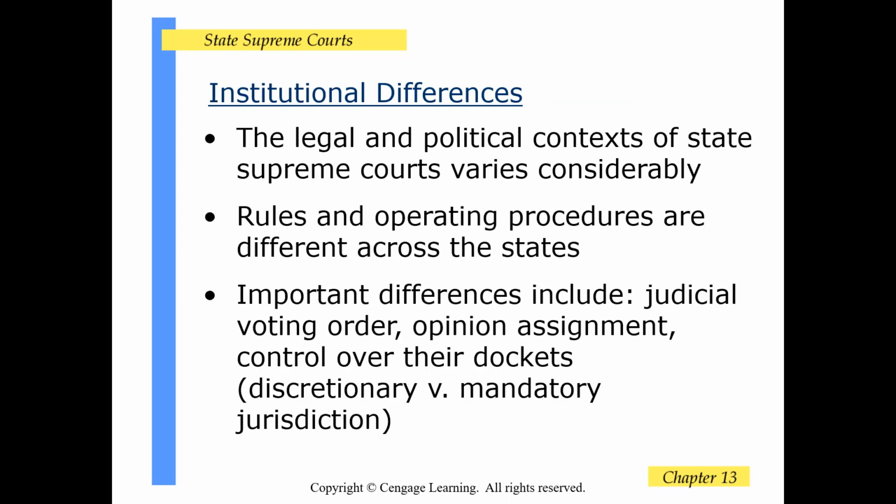There are, of course, institutional differences. The legal and political context of state Supreme Courts varies considerably. Rules and operating procedures are different across states. Important differences state to state include judicial voting order, opinion assignment, and control over dockets, such as discretionary versus mandatory jurisdiction.